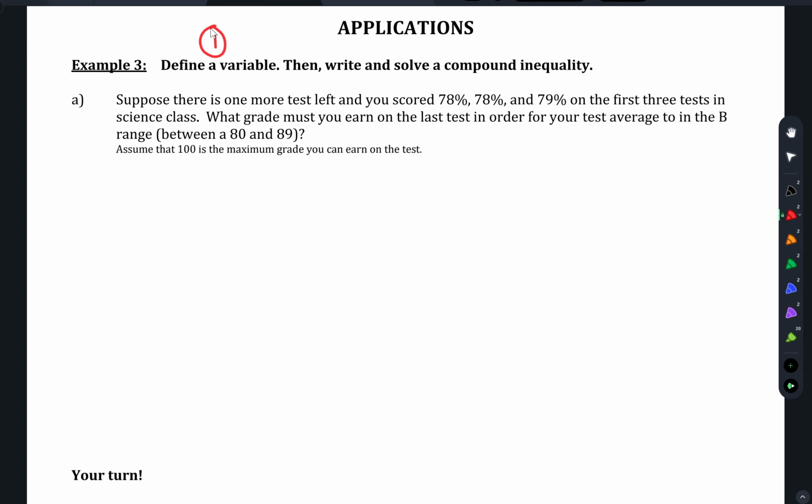So suppose there is one more test left and you scored a 78, a 78, and a 79% on the first 3 tests in science. What grade must you earn on the last test in order for your test average to be in the B range, which is between an 80 and an 89? What are we looking for here? What's the variable that I'm going to set up?